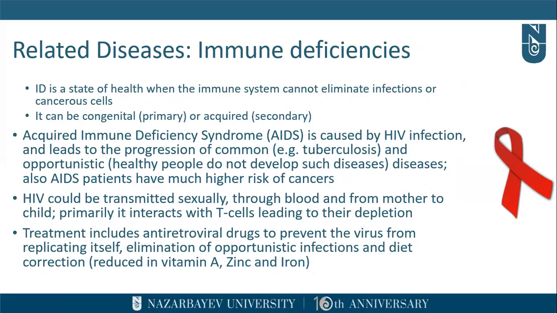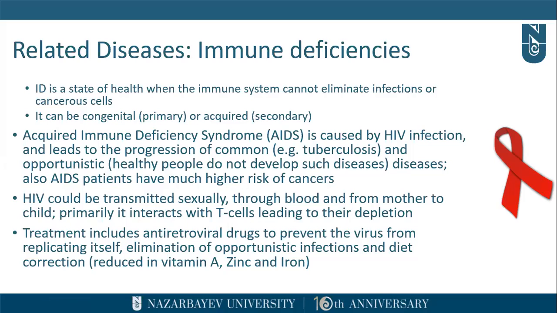And also acquired immune deficiency syndrome, that is due to the human immunodeficiency virus, HIV. So that is transmitted either by the breast milk or sexually or through the blood, and that actually leads to the T cell depletion. Okay, so HIV, human immunodeficiency virus, targets this T cell for destruction. So these people have no immunity at all because they don't have these T cells.